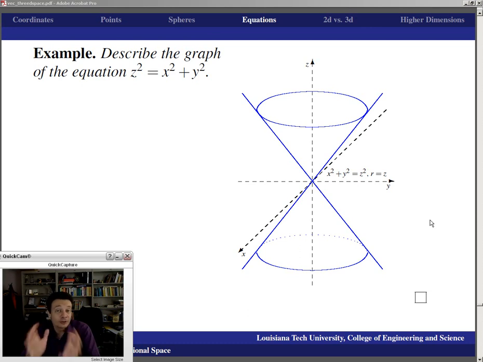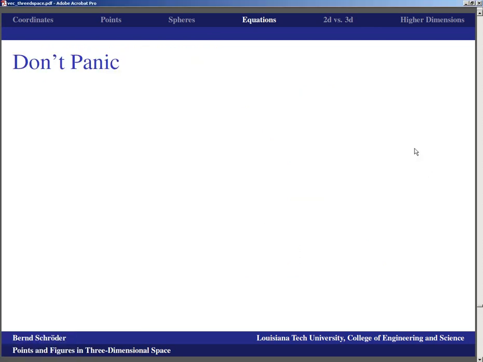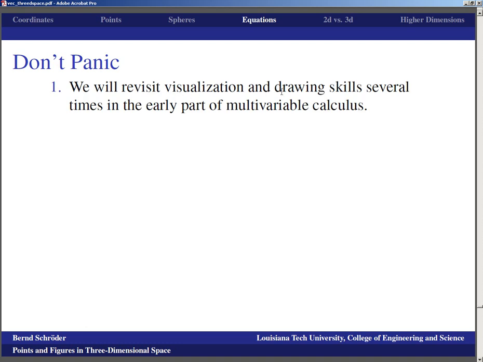Otherwise, you can also work things with computer algebra systems. There are wonderful visualization tools out there, but as much as possible, you want to have these pictures in your mind. Okay, so now, even though this presentation already sounds like a sermon, here's another part to the sermon. Don't panic. We'll revisit visualization and drawing skills several times in the early part of multivariable calculus and even after that also.